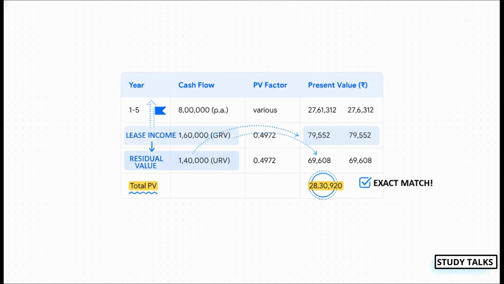Simple. Now, we need to find the present value of all of that. So we take the rentals, the GRV, the URV, and we discount them back at the given rate of 15%. And look at this. The total present value comes out to 28,30,920. Now, what was the fair value mentioned in the problem? The exact same number. This just proves that our shortcut works every time.